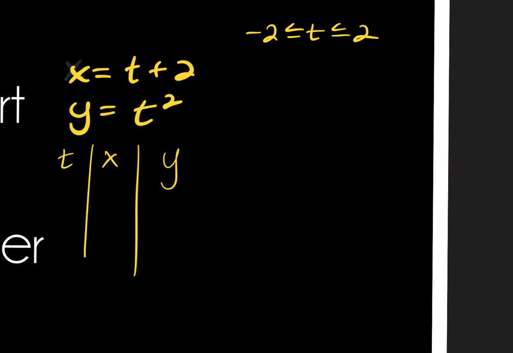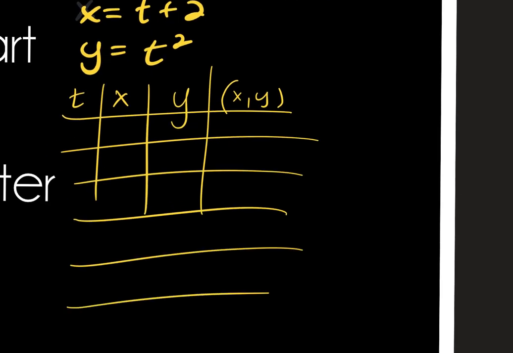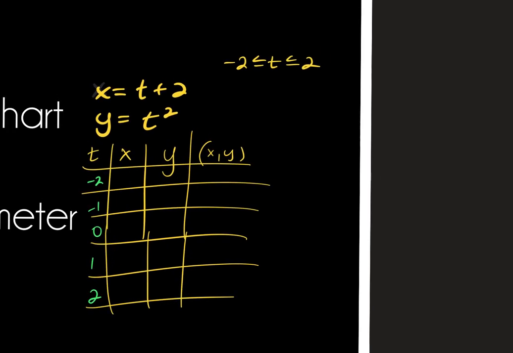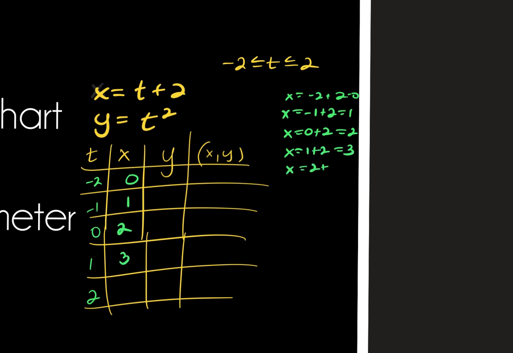So remember, you get a t, you get an x, you get a y, and then you get an x, comma y. So you simply plug those values in. So it'd be -2, -1, 0, 1, and 2. And then you just plug them in. So I plug in for x equals -2 plus 2, which is 0. X equals -1 plus 2, which is 1. X equals 0 plus 2, which is 2. X equals 1 plus 2, which is 3. And x equals 2 plus 2, which is 4.